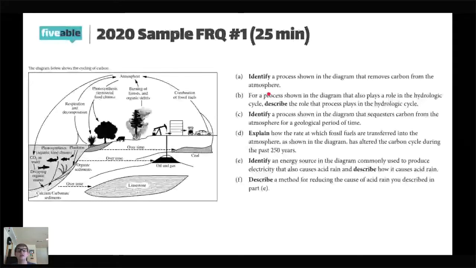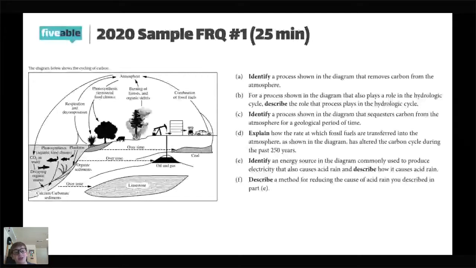All right. So now we have to identify a process in the diagram that sequesters carbon from the atmosphere for a geological period of time. Ooh, that's a lot. So let's look at a few things first. We're talking about the word sequester. Can anybody tell me what sequester means? Does anybody know what sequestering carbon is? To capture, to hold. Perfect.